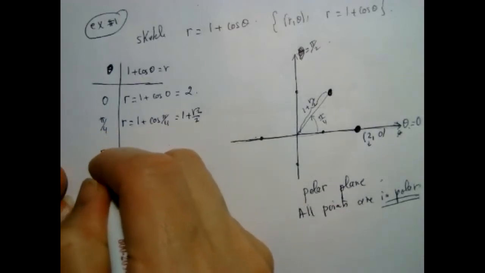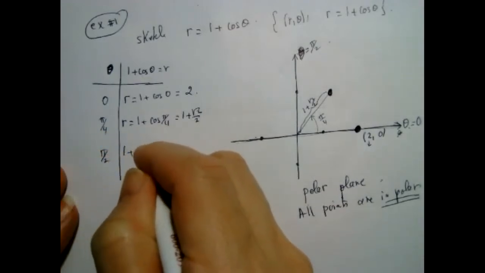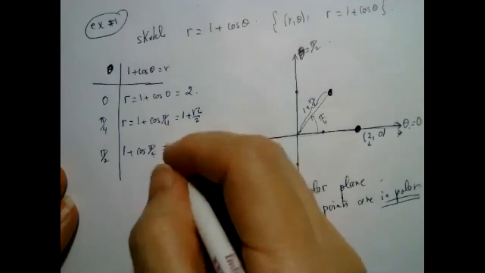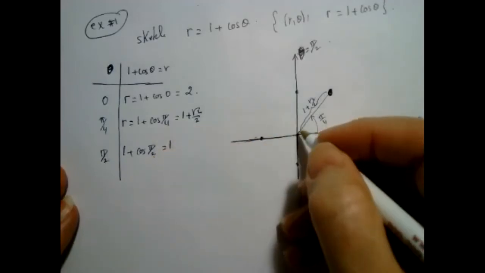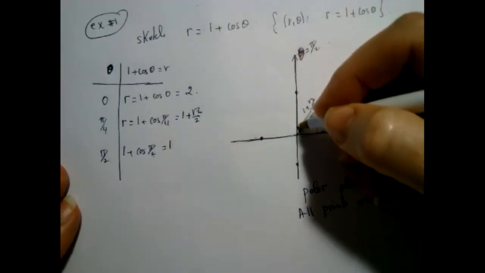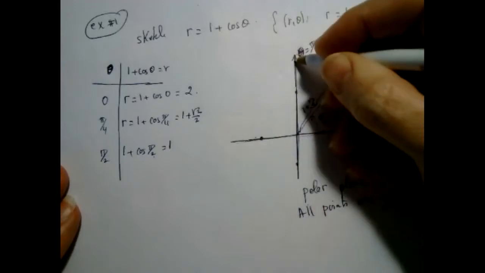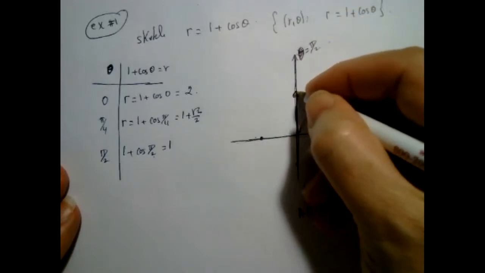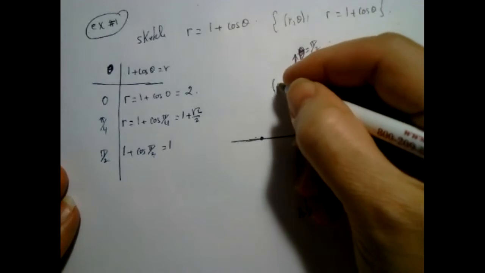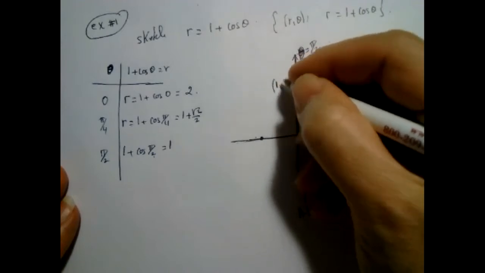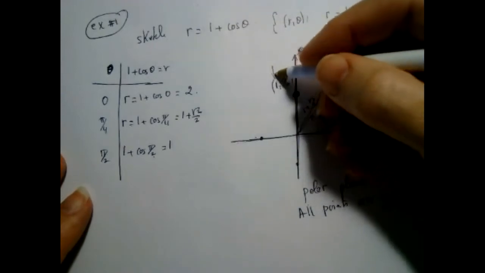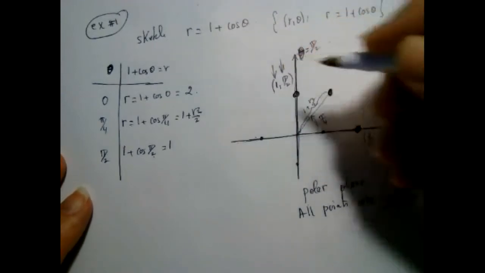Now, if theta is pi over 2, I have 1 plus cosine pi over 2. Now, cosine pi over 2 is a 0. I have a 1. So if theta is pi over 2, it means if I am on this line, that's why I'm trying to emphasize those lines, this is equal to 1. So this is the point right there. So this is the point 1, pi over 2. Remember, everything is in polar. That's the r, and that's the theta.